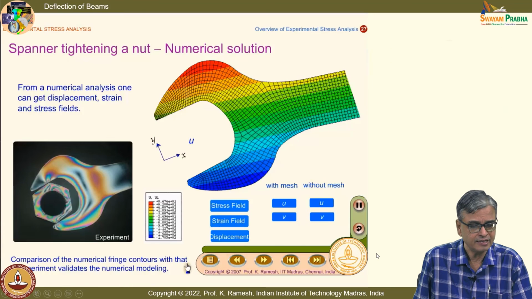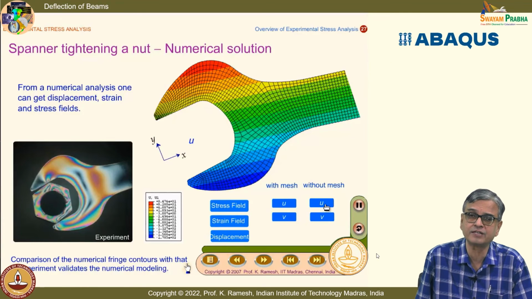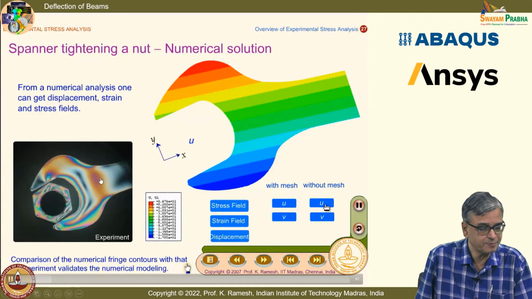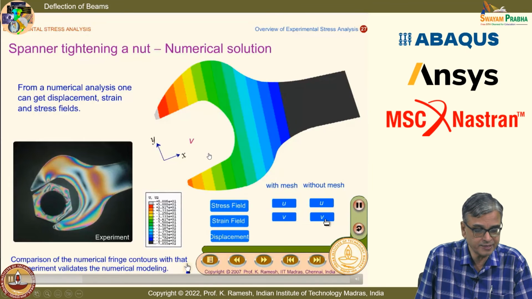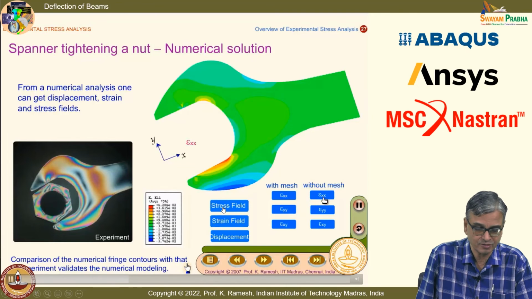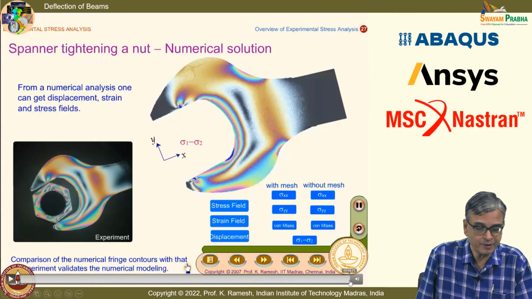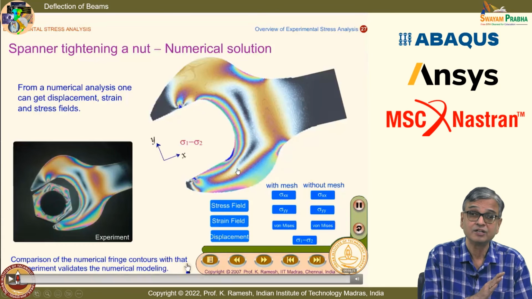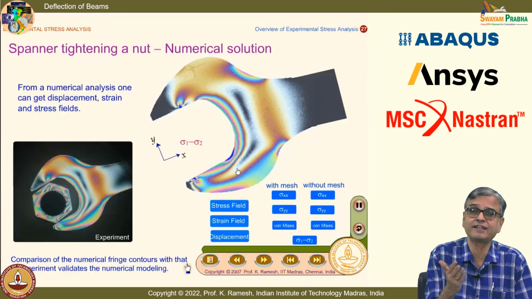And I also said an extension of this is the development of the finite element method, and experiment is truth. But when I have the finite element method, I can get the displacement contours, the strain contours, the stress contours, all of that. Finally, if I plot the stress contours in terms of sigma 1 minus sigma 2, this is from an experiment, this is from a finite element analysis. The match is very impressive. You can clearly say that my numerical analysis has brought out the results correctly.